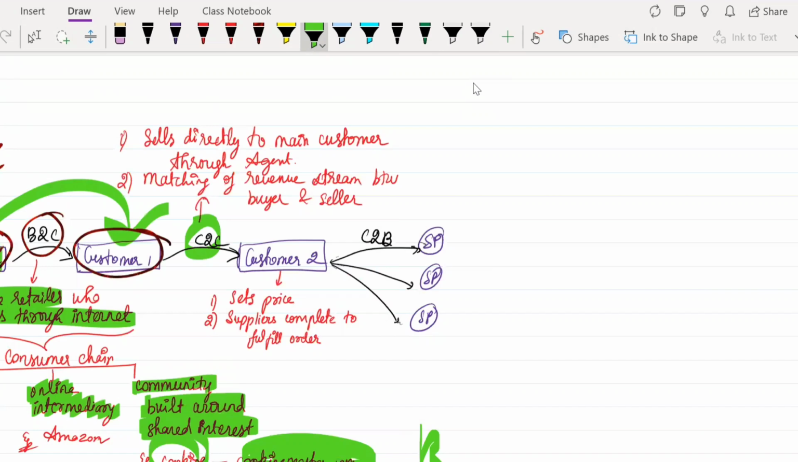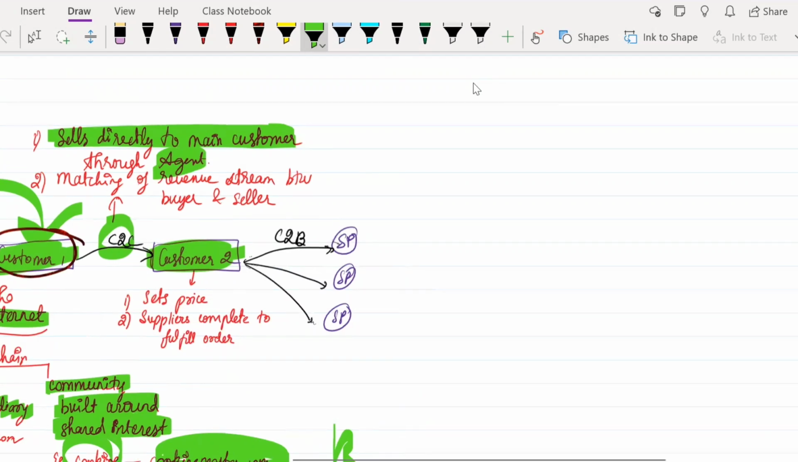Next, you have C2C. C2C, I already told you, if the customer does not want the iPhone anymore and he wants to buy a newer model of it, the older version, he can sell it to customer 2 using OLX.com. Correct. So here the main customer is selling the product directly to another customer through an agent. The agent is the OLX.com website. Okay. So this is there.